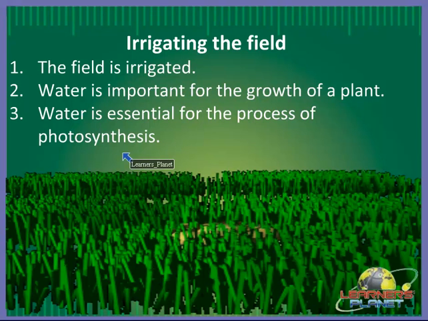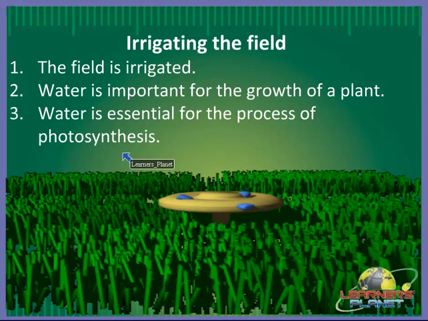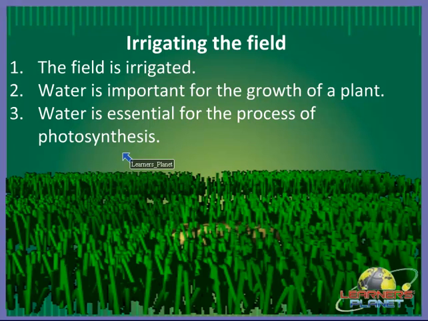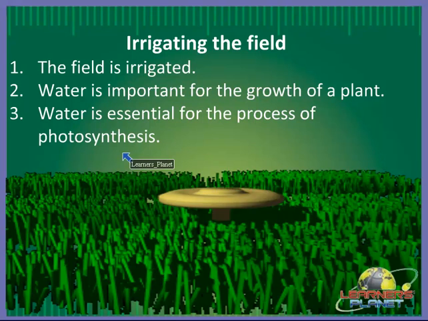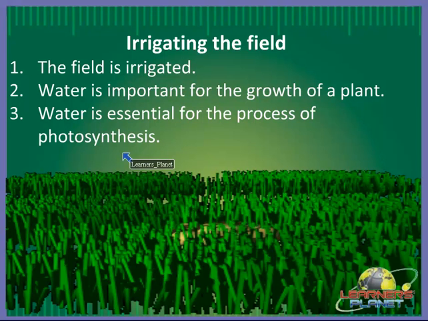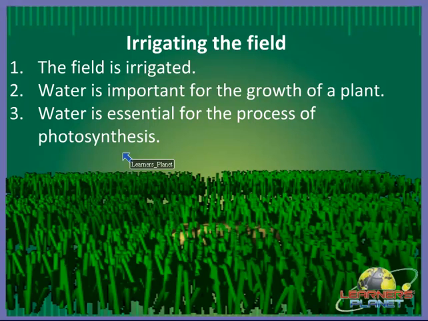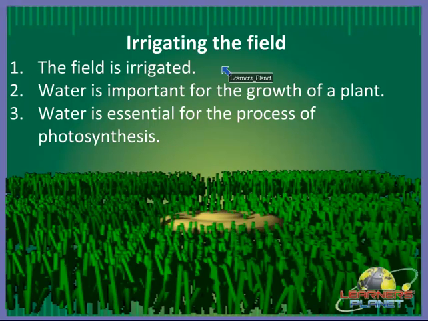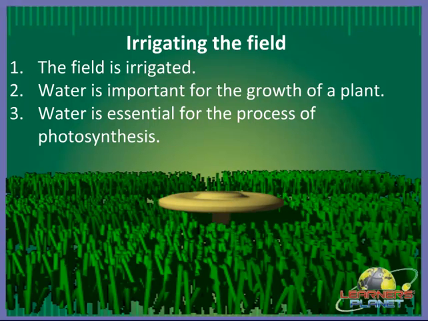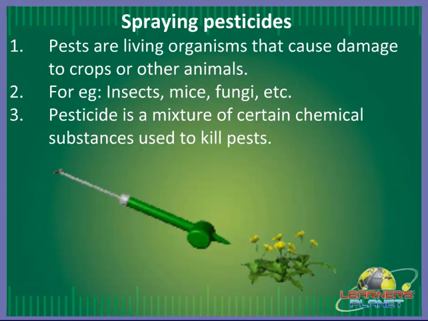So water is essential for the process of photosynthesis. That is why we need to irrigate the field. If we do not irrigate the field, the leaves would not be able to prepare food, and if they are not able to prepare food, then we will not be able to get the crops, right? So this is also a very important step, irrigating the field.